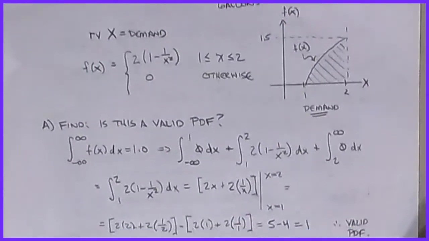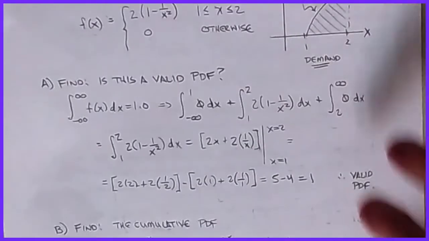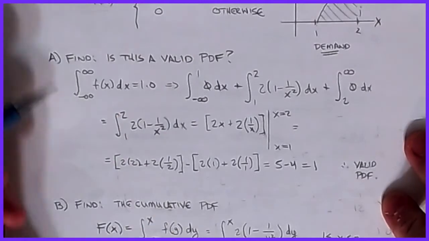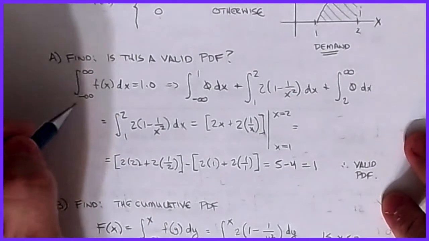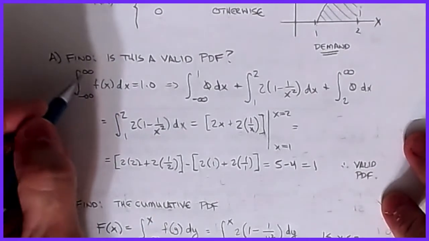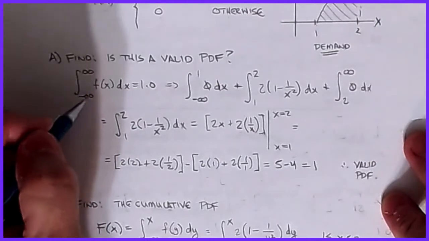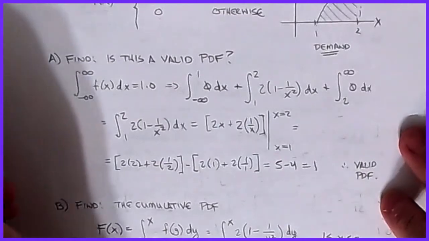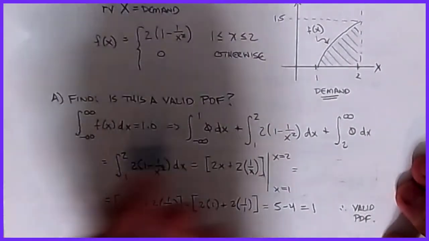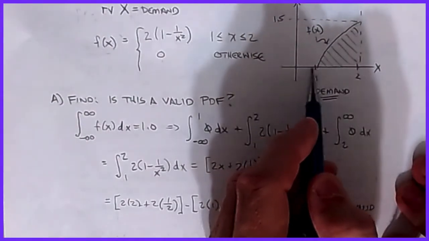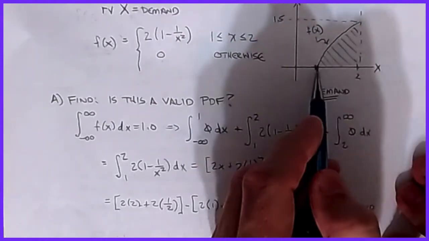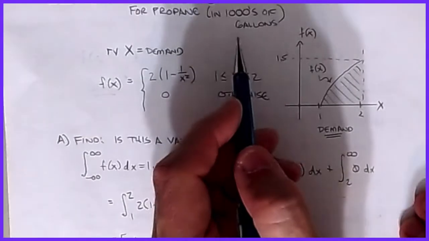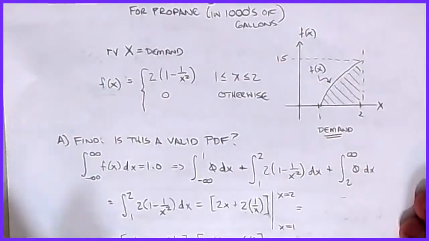The first thing that we always have to do in all of these continuous problems is determine: do we have a valid PDF? The way that we test that is we come back to that integral over the entire domain from minus infinity to infinity of f of x dx equal to 1.0. Now, notice that our curve only lives on the interval from 1,000 to 2,000, or from 1 to 2. I'm going to write everything as 1 and 2, but recognize that everything is implying thousands of gallons here.